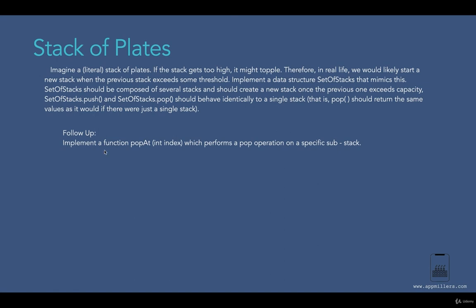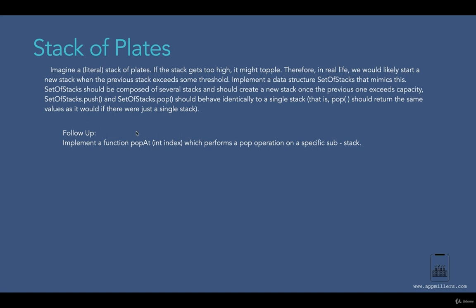Here we have a follow-up case, so we need to implement a function, popAt, which performs a pop operation on a specific substack. Based on the index, if we call the popAt function, it has to pop the element from the stack that we mention in the index.